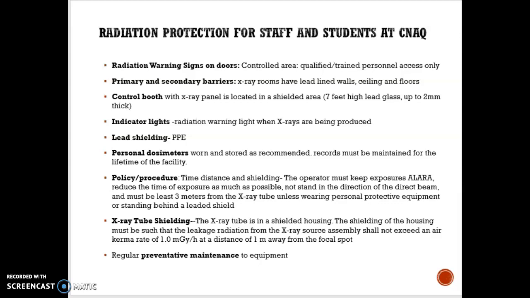Policies and procedures are put in place, such as time, distance, and shielding. The operator must keep exposures ALARA, reduce the time of the exposure as much as possible, and not stand in the direct beam. If you are performing any portable or C-arm work, if you're practicing on phantoms, you should be keeping a distance of at least 3 meters from the X-ray tube, from the mobile X-ray machine. In addition, to ensure safety, regular preventative maintenance is performed on all of our equipment.